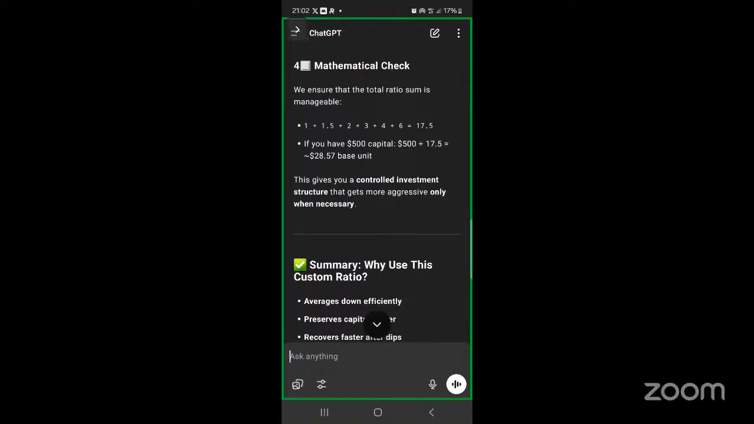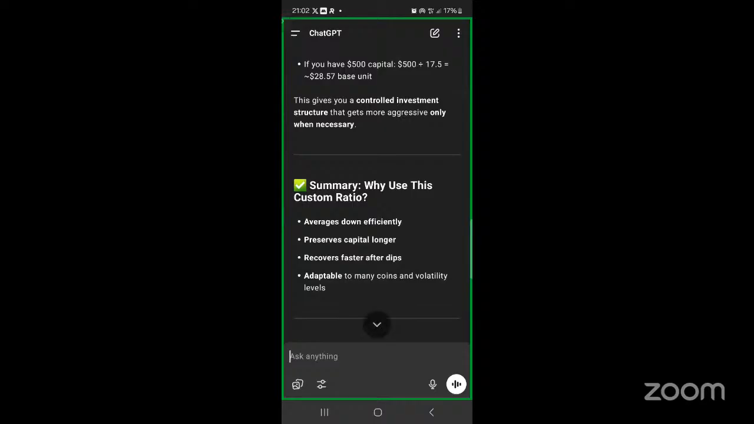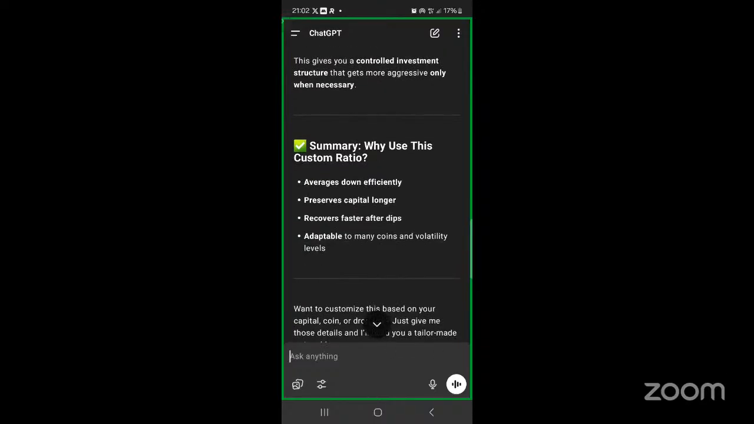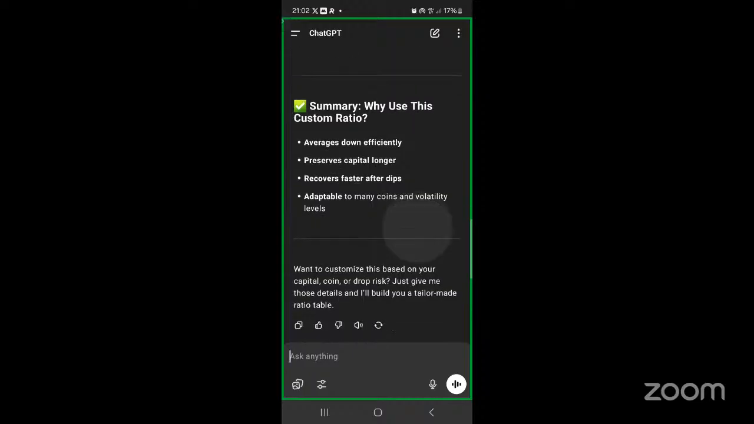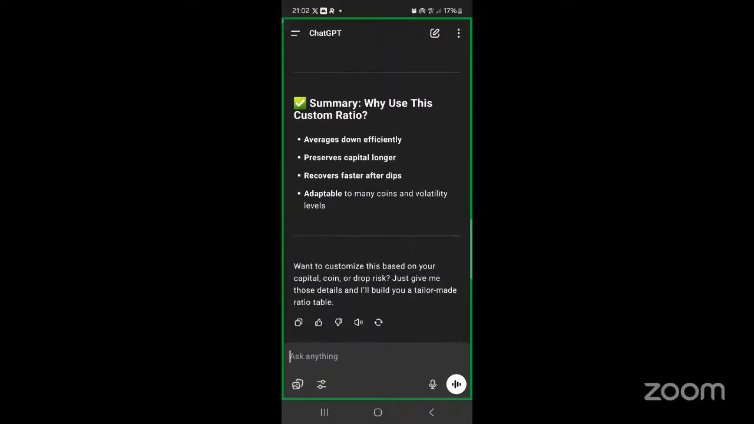We ensure that the total ratio sum is manageable. Mathematically, 1 plus 1.5 plus 2 plus 3. This gives you a controlled investment structure that gets more aggressive only when necessary. Summary: use this custom ratio to average down efficiently, preserve capital longer, recover faster after the dip, and adapt to many coins and volatility levels.